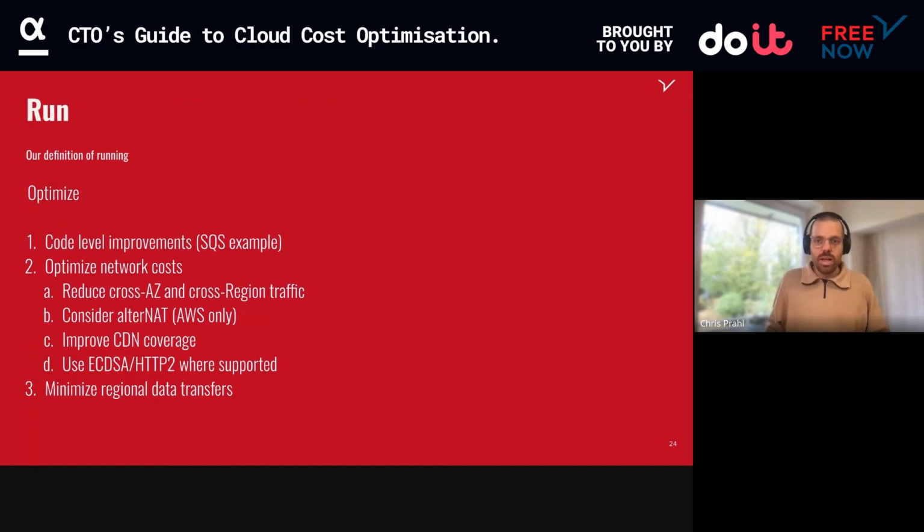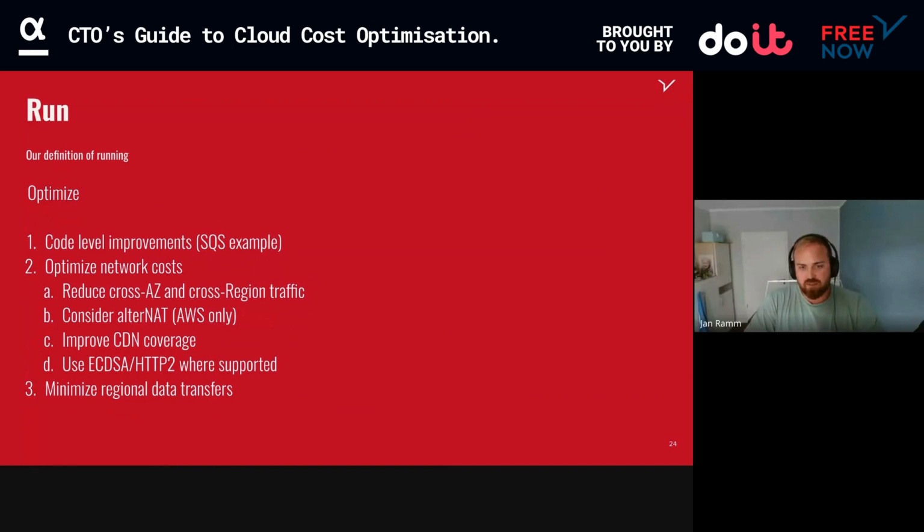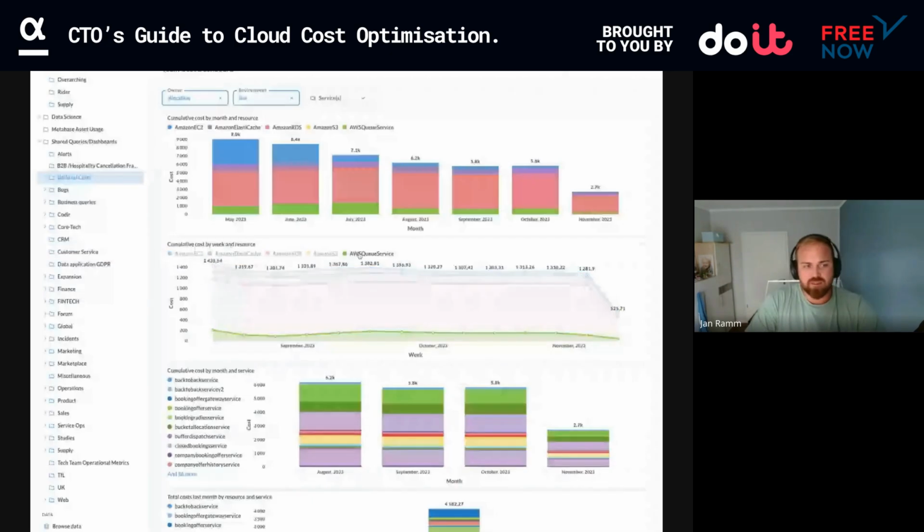So, Jan, do you want to show a quick view of your internal tooling? I can just give a... which tab is it? Oh, I have too many tabs open. There we have it.